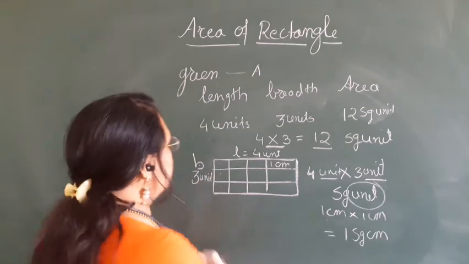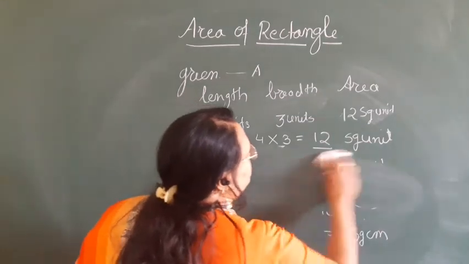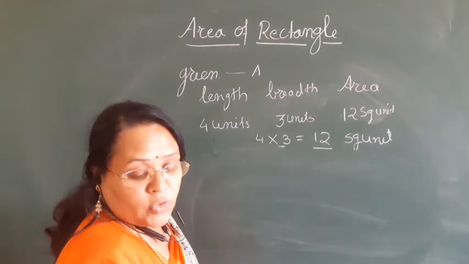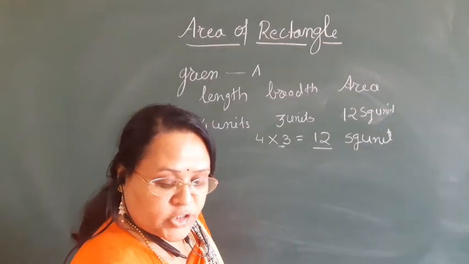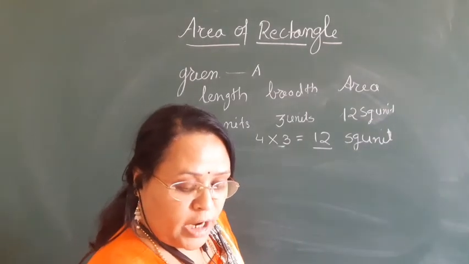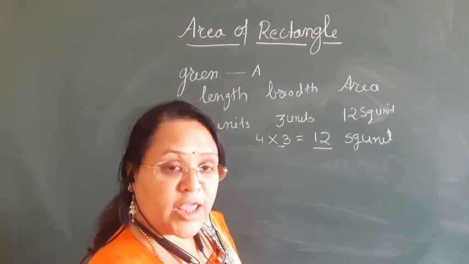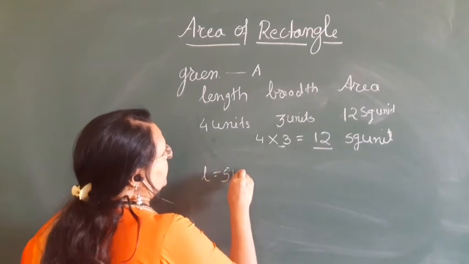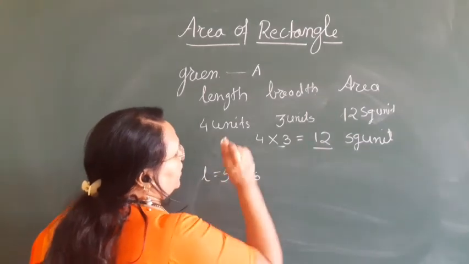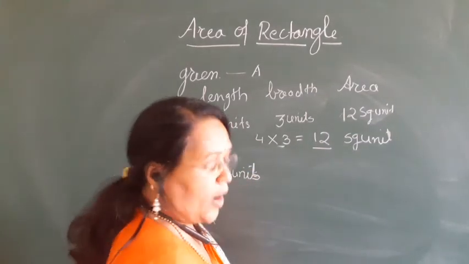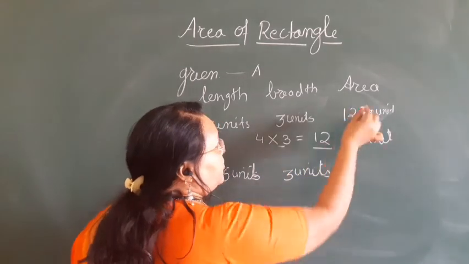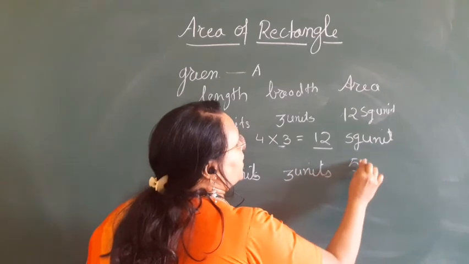The second is given in blue color. How many tiles are there? Count them. The length is 1, 2, 3, 4, 5, so the length equals 5 units, and the breadth equals 1, 2, 3 units. It means the area is 5 multiplied by 3.